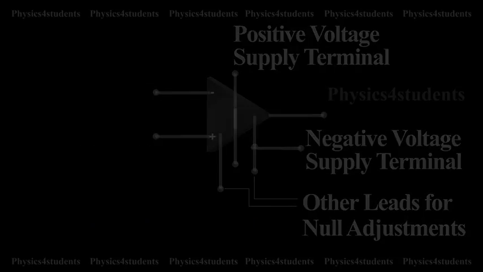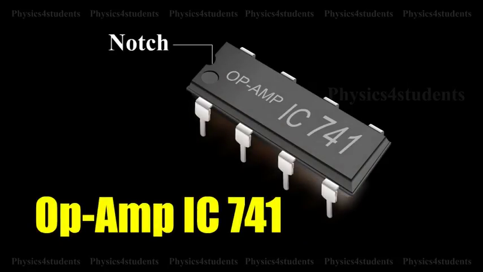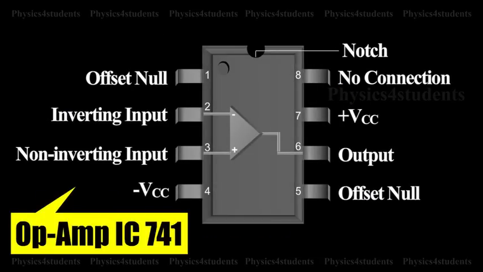The widely used, very popular op-amp type is the IC741, which is available in DIP. Referring to the top view of the dual-in-line package, the pin configuration of IC741 can be described as follows. The top pin on the left side of the notch indicates pin 1. Pin number 2 is the inverting input terminal, and pin 3 is the non-inverting input terminal. Pin 6 is the output terminal.